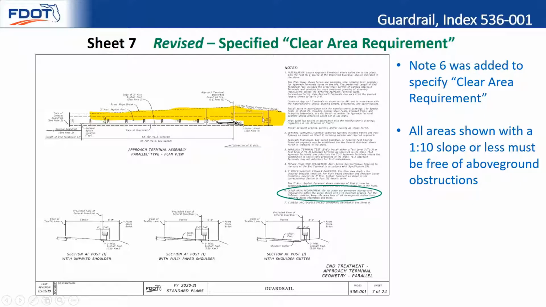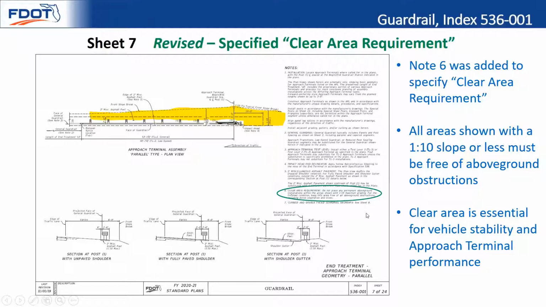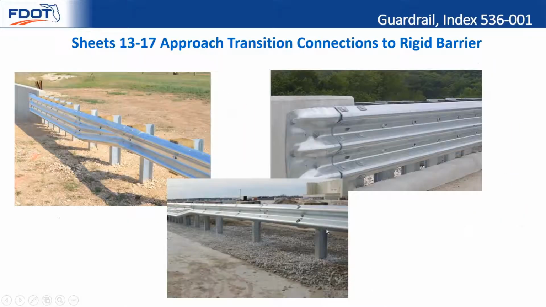And so the idea is to keep it, especially upstream of the approach terminal, nice and free and clear of above ground obstructions. So the whole idea is, upstream, you follow that 1 to 10 all the way back to the slope break point, keep that nice and free and clear of obstructions.